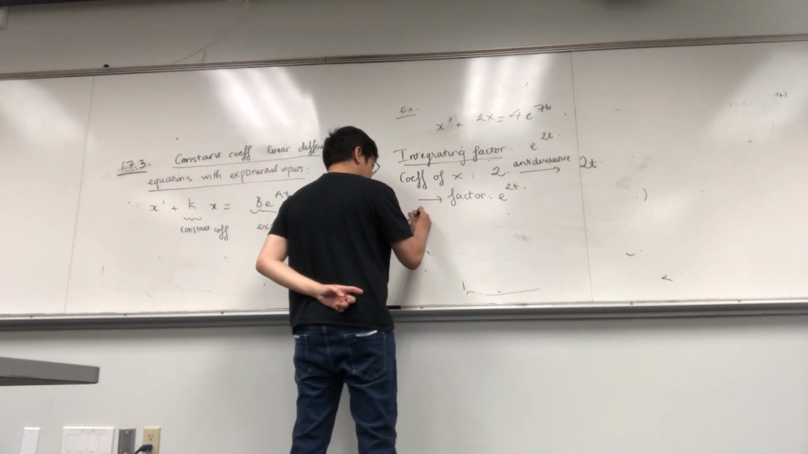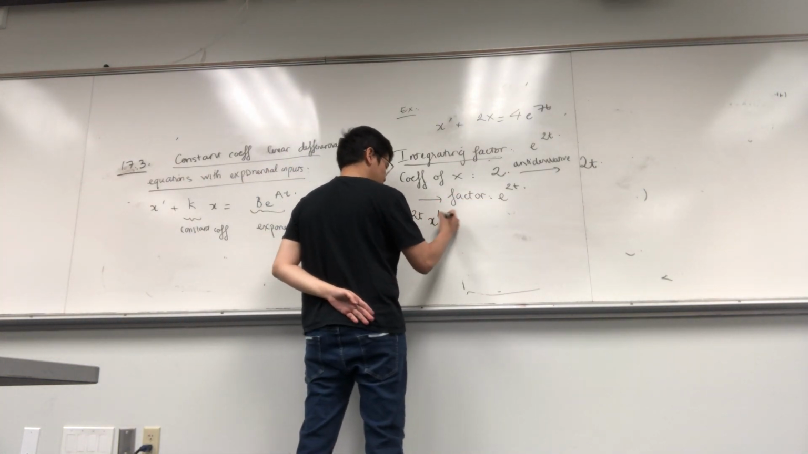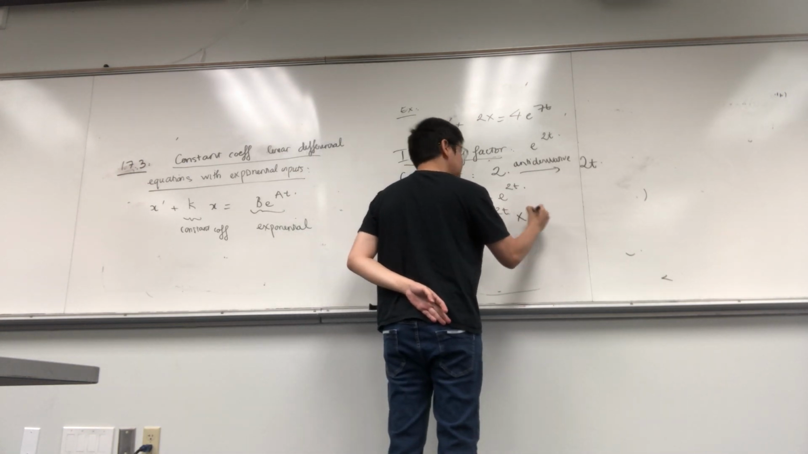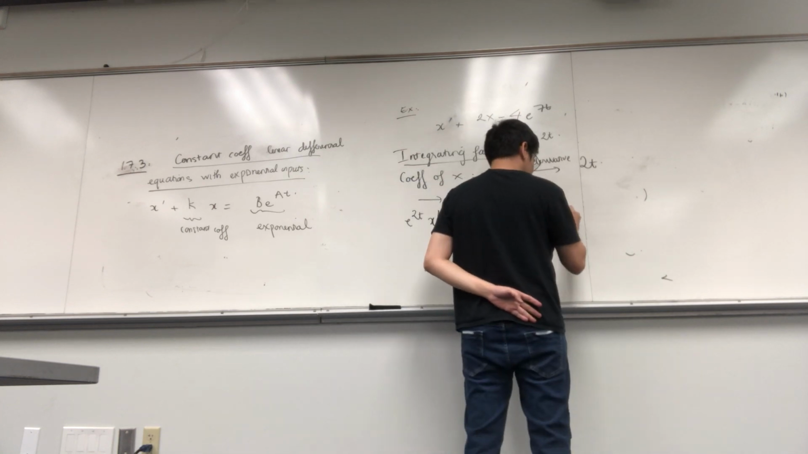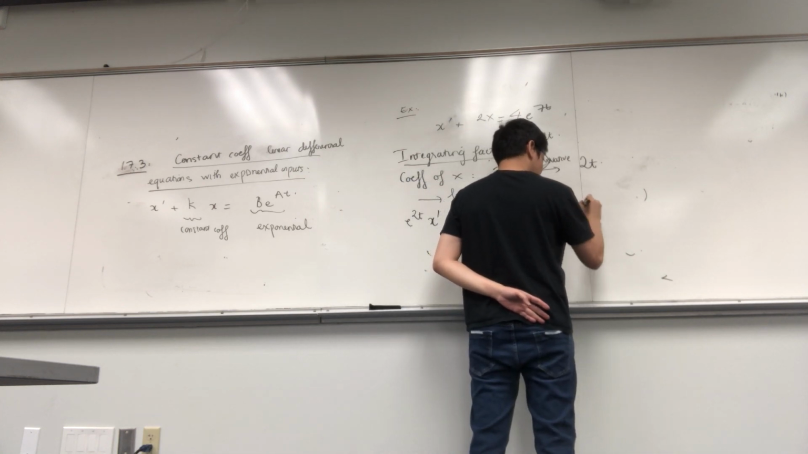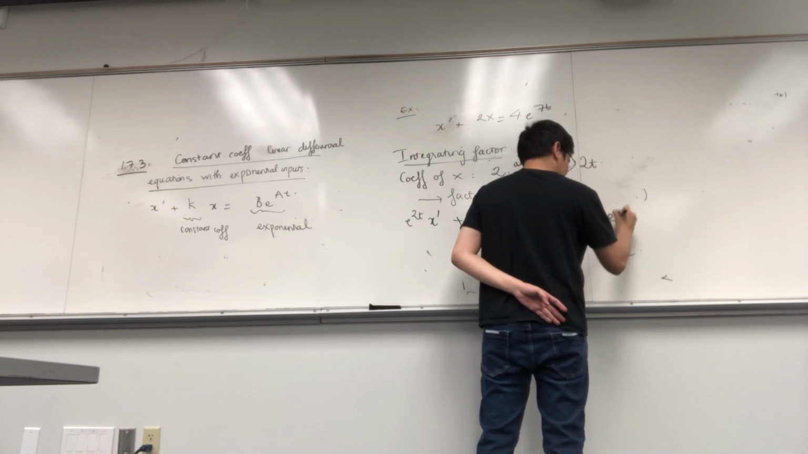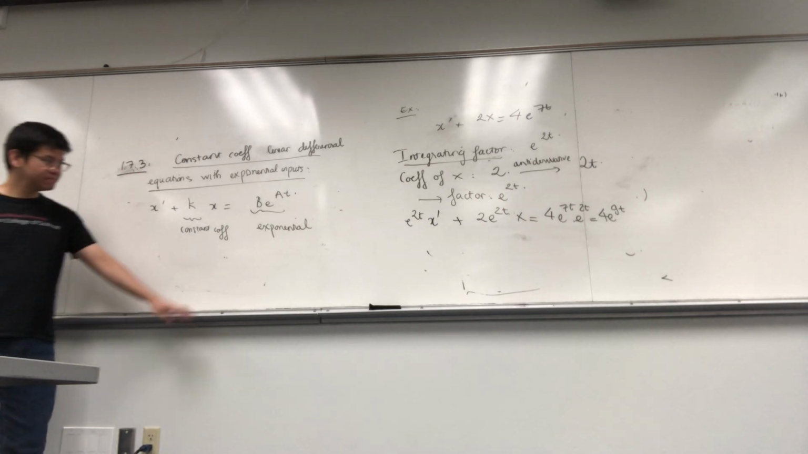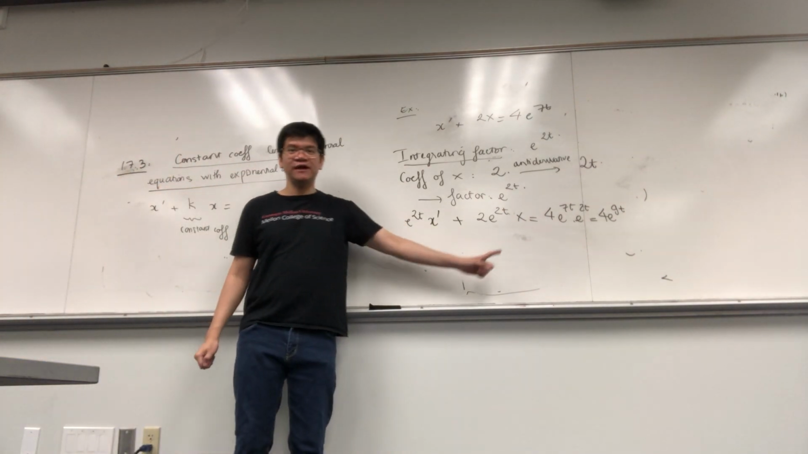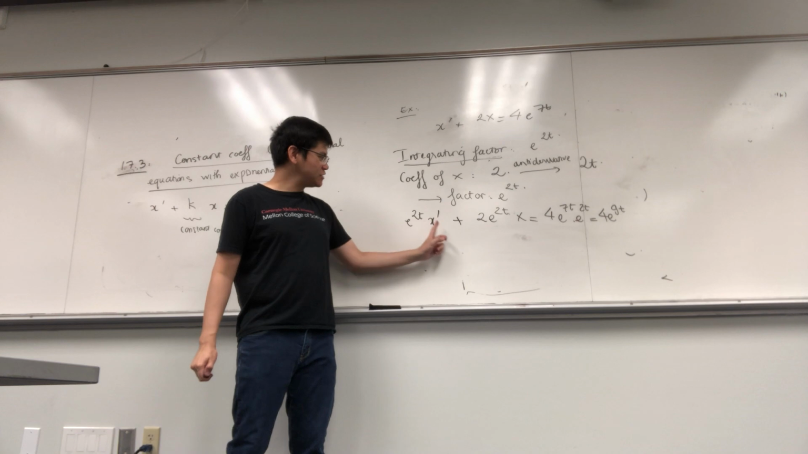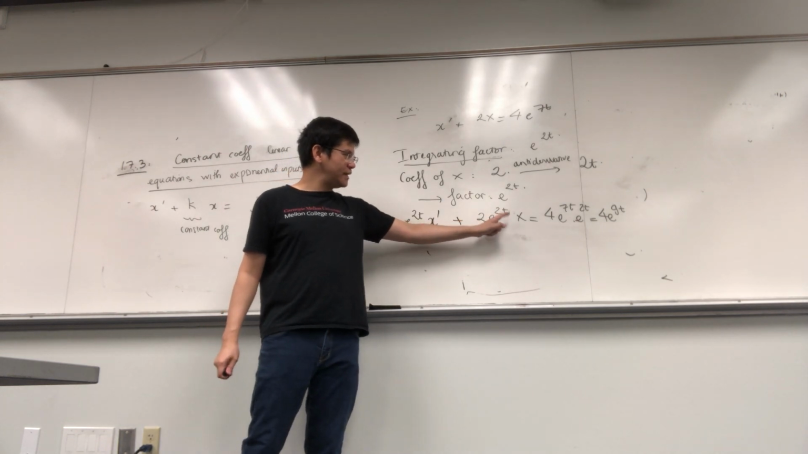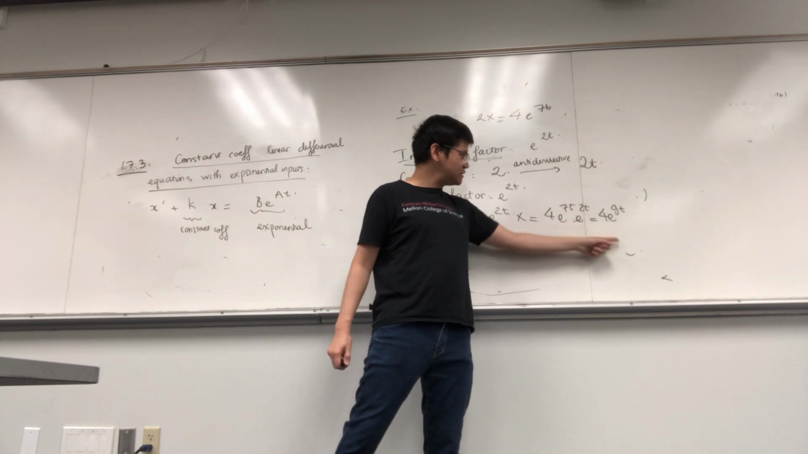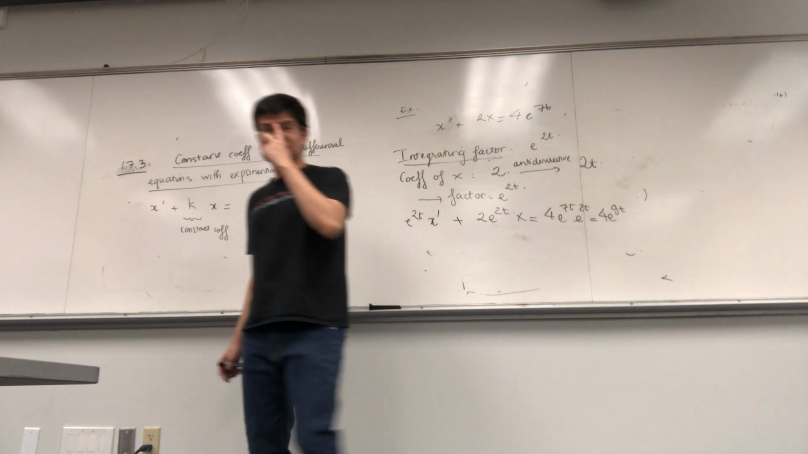So I'm going to multiply both sides by e to the 2t. I have e to the 2t x prime plus 2 times e to the 2t x, and on the right I have 4 e to the 7t times e to the 2t, which is 4 e to the 9t. Right? I multiply both sides by this factor, and this is equal to 4 e to the 9t.